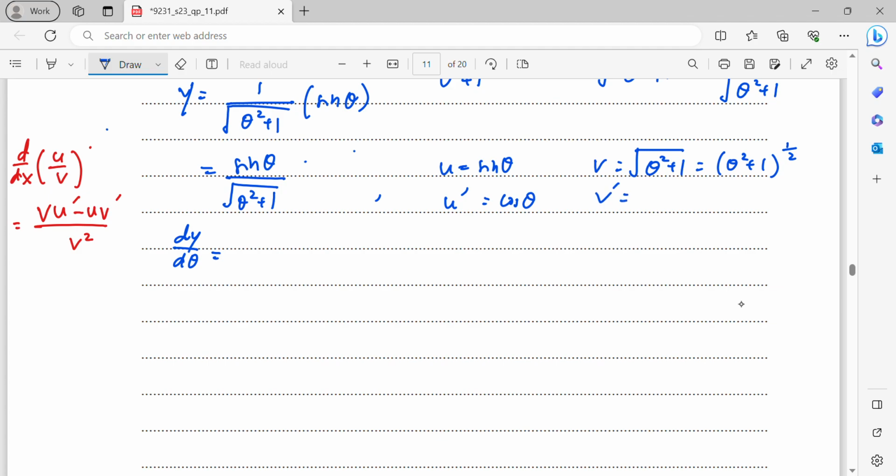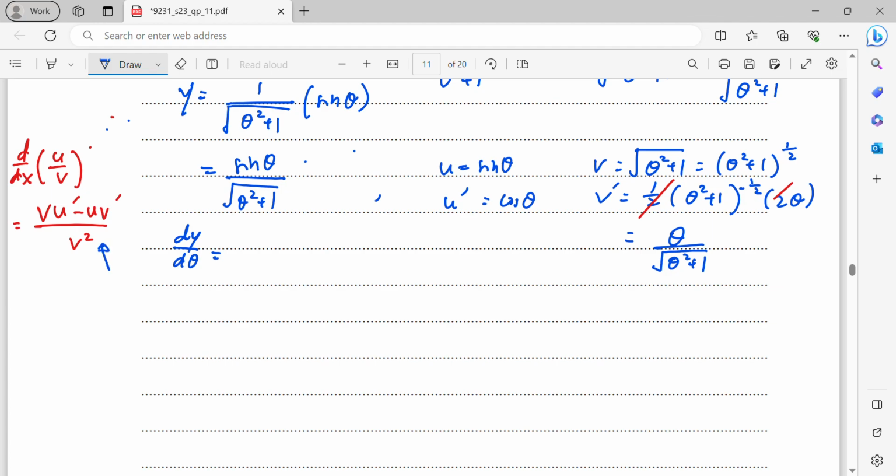So my v prime, I will bring down the half. Then it will be theta squared plus 1, the power of half minus 1 becomes negative half. Then differentiate theta squared plus 1, which is going to be 2 theta. Now, this can be simplified. The 2 and half cancel off. And now you are getting a negative power over here, which means I can bring it down, which means my v prime is theta over the square root of theta squared plus 1.